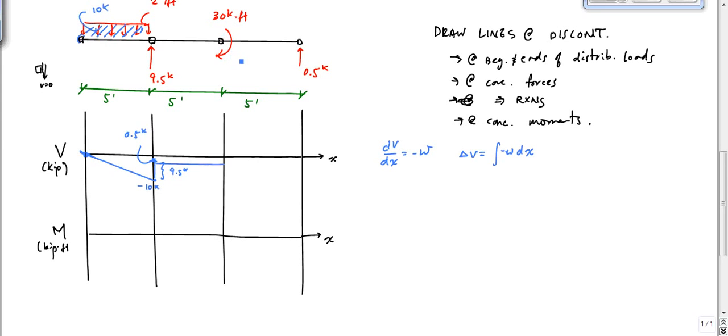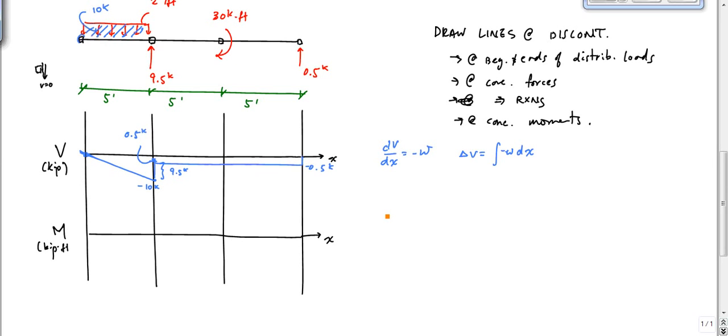And really, my concentrated moment does nothing to my shear, so I keep going straight across all the way over right here. And then this 0.5 kips pushes me back up, if you will, but that's going to be negative 0.5 kips right there. And so your shear diagram will look like that, essentially.